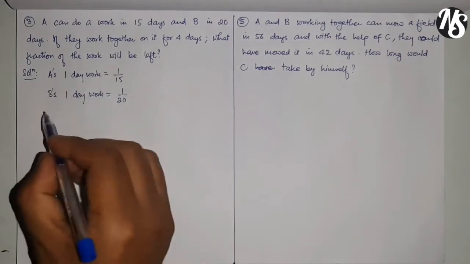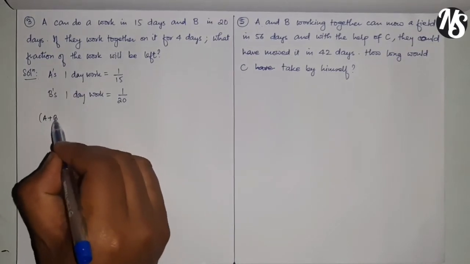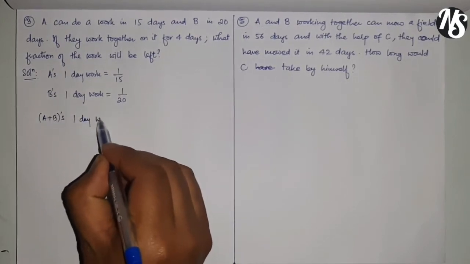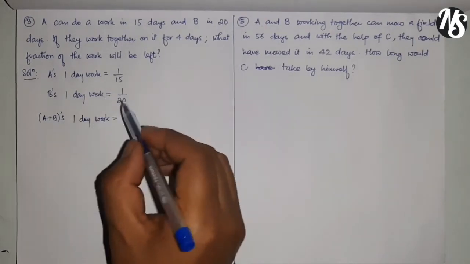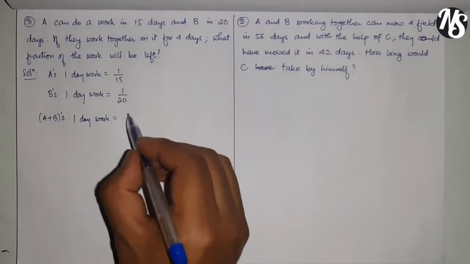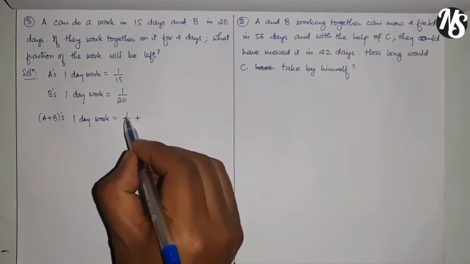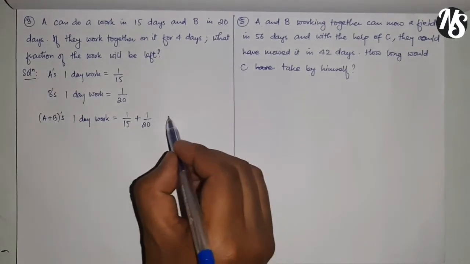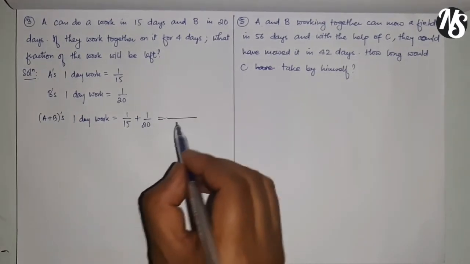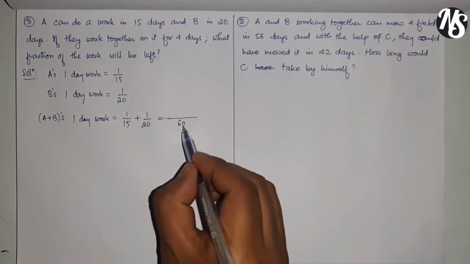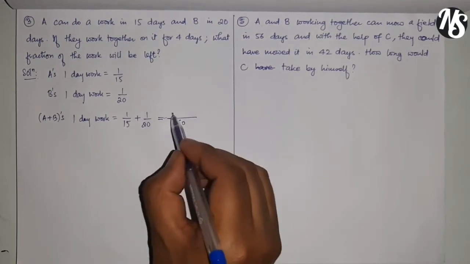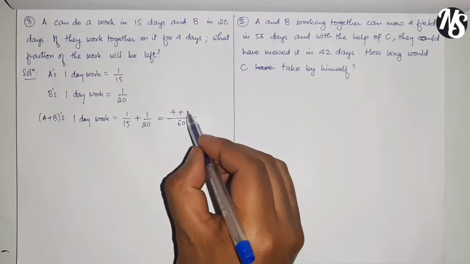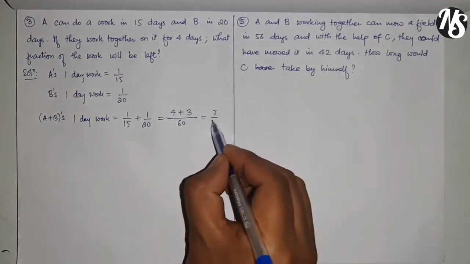Now it is said if they work together, then it will be A plus B. Let's see what will be A plus B's 1 day work. If you compare this problem with the first one, A plus B's 1 day work is going to be the contribution of A, which is 1/15, added to the contribution of B, which is this much. Now quickly solve this. LCM turns out to be 60. Divide 60 by 15, you get 4. So 4 into 1 is 4, plus, divide 60 by 20, you get 3. 3 into 1 is 3. So this becomes 7 by 60.